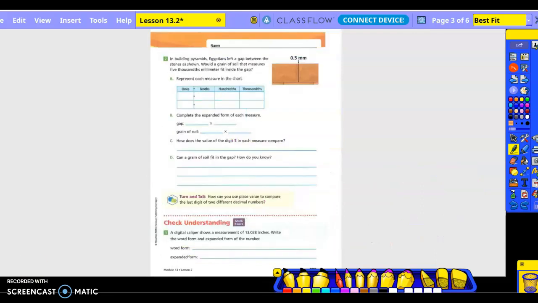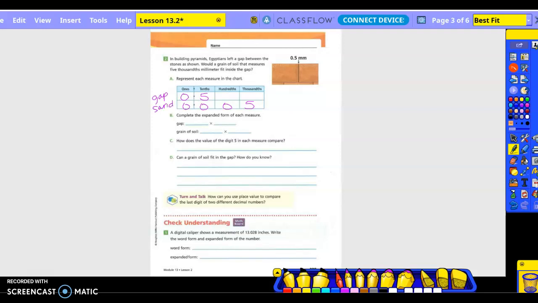Number 2, in building pyramids, Egyptians left a gap between the stones as shown. Would a grain of soil that measures 5,000 millimeters fit inside the gap? So they basically said that the gap was 5 millimeters, right? And then they're saying the grain of sand was 5,000. So that's how you write the gap, and that's how you write the sand. So let's say gap, and this represents the sand, right?